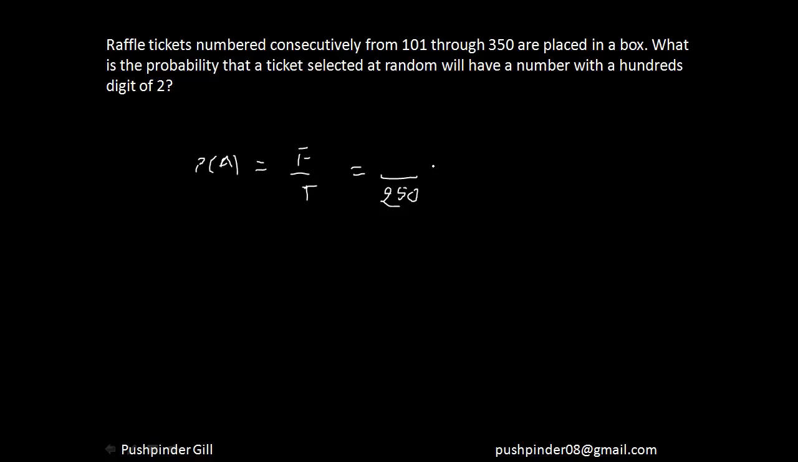All right, and I have to choose numbers which have hundreds digit as 2. Now which are the numbers which have hundreds digit as 2? It starts from 200 and it ends at 299, right? Apart from that, all of the numbers have different digits, and these are the only numbers which have 2 as the hundreds digit. And if you count all these numbers, these are 100 numbers, right?